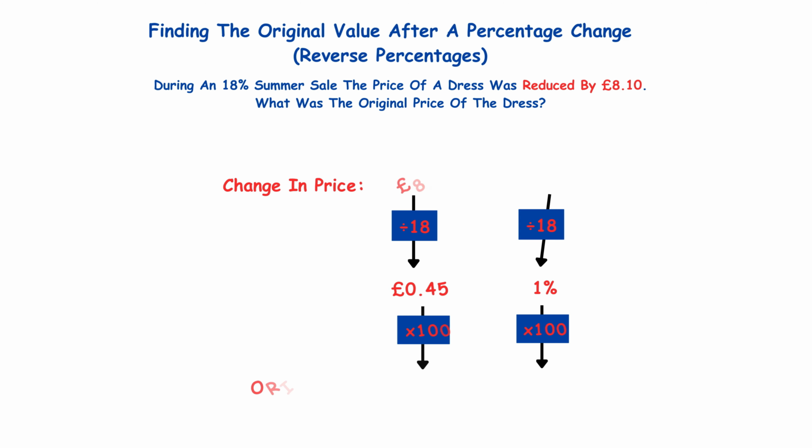Let's try one more of this type. During an 18% summer sale, the price of a dress was reduced by £8.10. What was the original price of the dress? So this time the £8.10 represents the 18% reduction from the original price of 100%. So to find 1%, we need to divide £8.10 by 18, which is £0.45, and then to find the original price, we just multiply this by 100 to get £45, so the original price was £45.